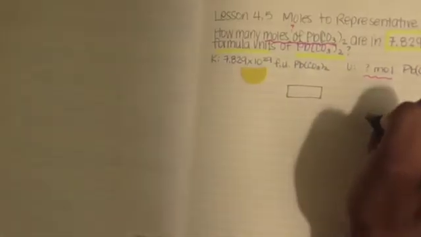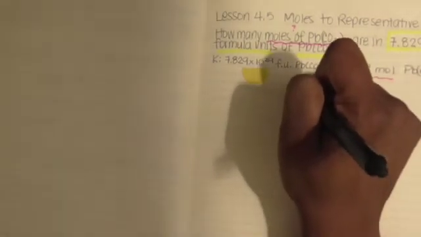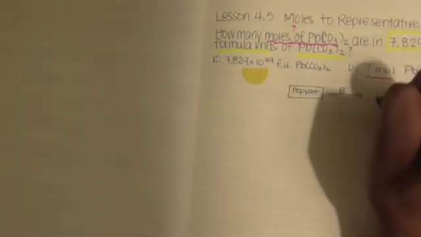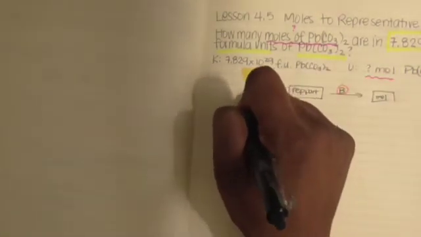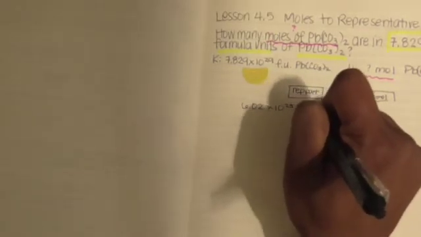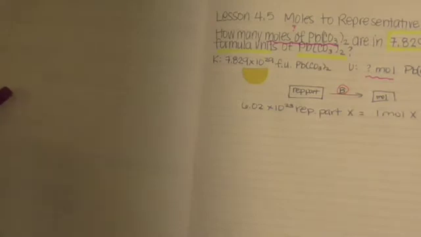Our plan here is we're going to start with representative particles. We're going to need to take path B to get to the number of moles. And we know that that path is our orange path. We know that that looks like 6.02 times 10 to the 23rd representative particles of X is equal to 1 mole of X. And again, some of you are like, how do I know that? Because I'm looking at the mole map.